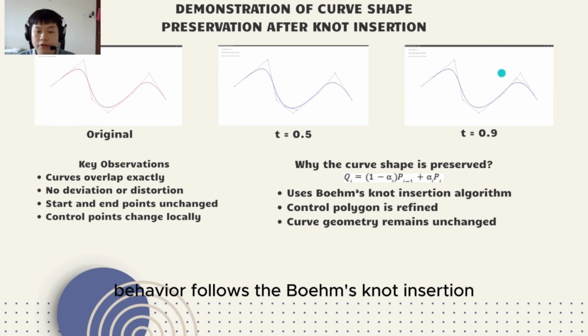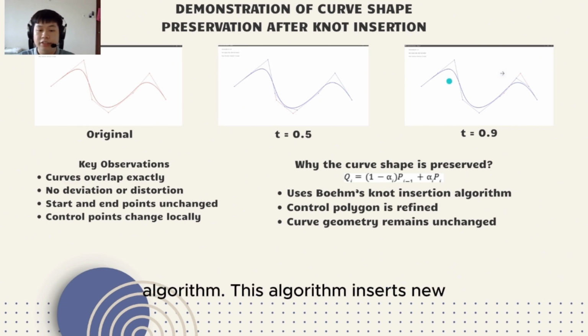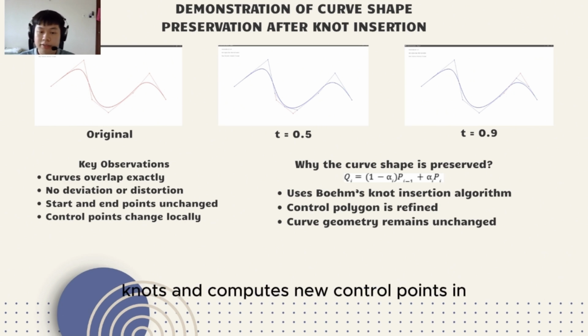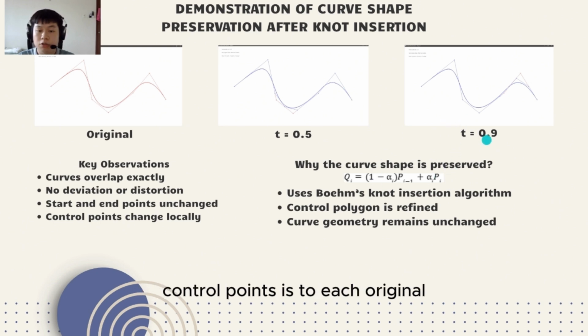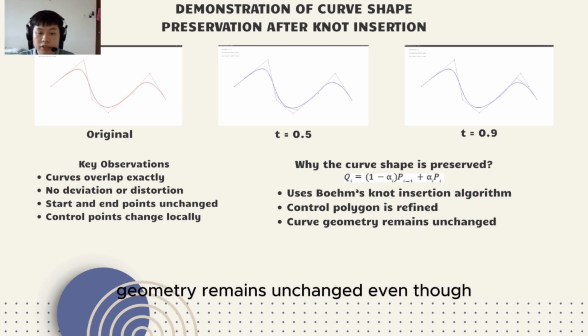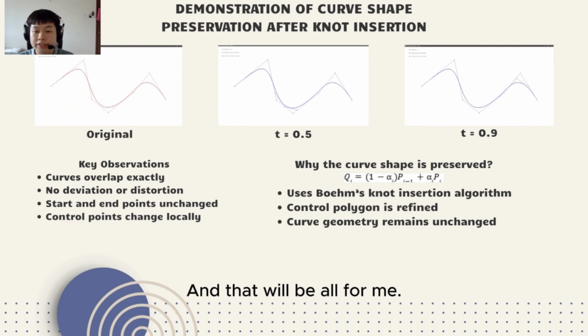So this behavior follows Bohm's node insertion algorithm. This algorithm inserts new nodes and computes new control points in a way that guarantees the curve geometry does not change. In this process, new control points are computed using the weighted averages of two adjacent control points, which is P here, and the value alpha controls how close the new control point is to each original control point. Because the control polygon is refined without changing the B-spline basis function, the curve geometry remains unchanged even though the control points are modified.